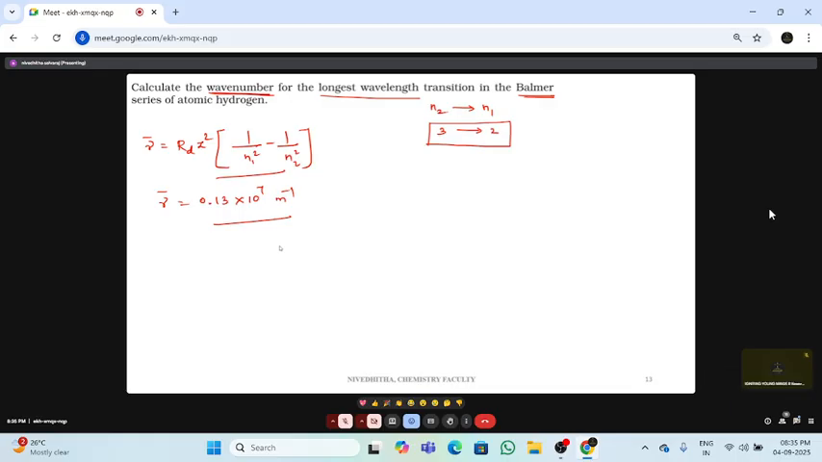Today we will complete all the concepts, and in the next class we'll be discussing only numericals from atomic structure. We're going to see a lot of MCQs from atomic structure. So today we'll complete all those pending concepts. The next concept we're going to discuss is Heisenberg's uncertainty principle.